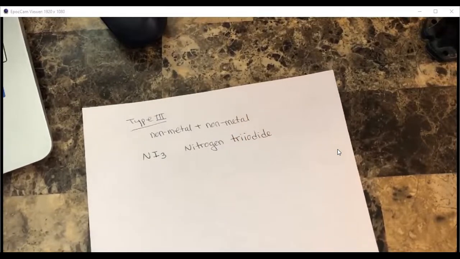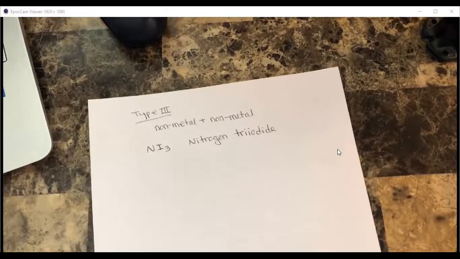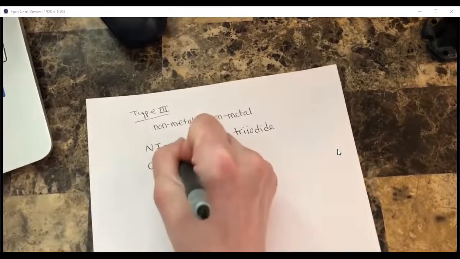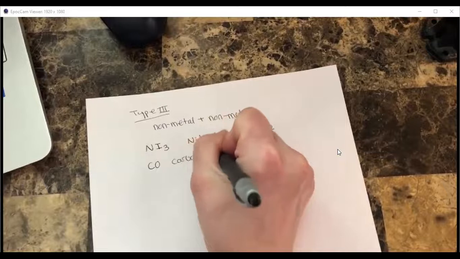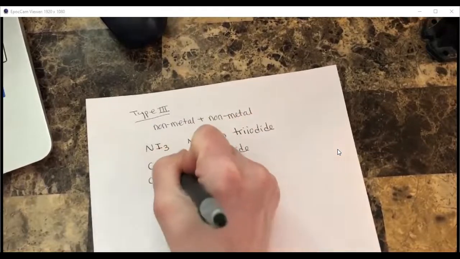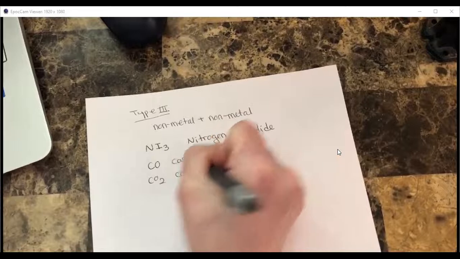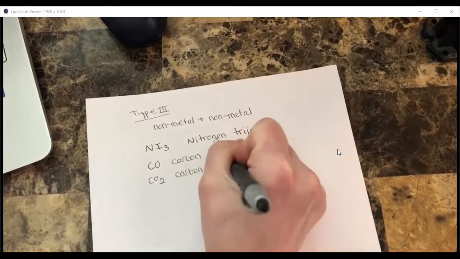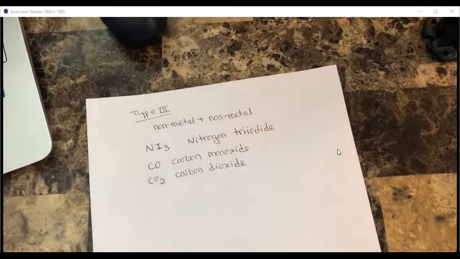Okay. You guys know a lot of these, you know, carbon monoxide, right? CO2, carbon dioxide, right? And so on. So it's two nonmetals together using prefixes to describe how many of each are in the compound.